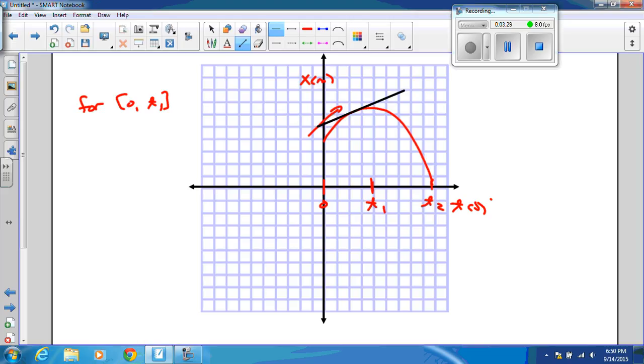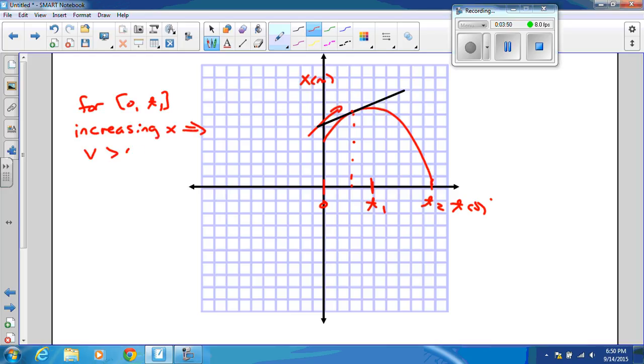And as a result, when I put a tangent line to the curve at any point between t0 and t1, and I just picked one point at random, then my line will be a rising line. It will have a positive slope. So I don't even need to measure that slope to see that my increasing position implies that my slope, my velocity, will be a positive number.